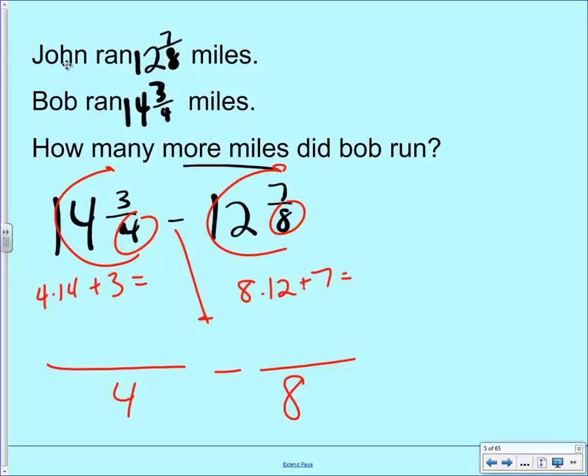And so for this problem, I'm going to use my little calculator here, and I'm going to have 4 times 14 equals, that'll be 56, plus that 3 right there that I just said, so plus 3 is going to give me 59. The other side is going to be 8 times 12, which is 96, and 96 plus 7 is going to give me 103, okay?